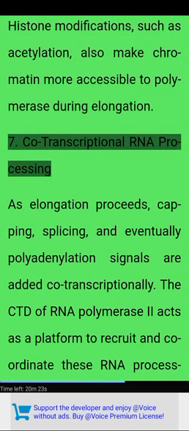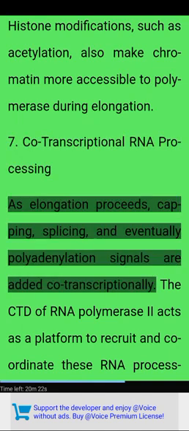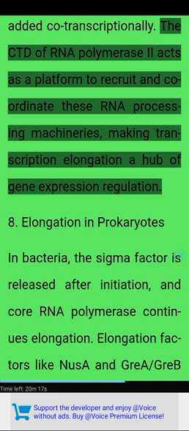7. Co-transcriptional RNA processing. As elongation proceeds, capping, splicing, and eventually polyadenylation signals are added co-transcriptionally. The CTD of RNA polymerase II acts as a platform to recruit and coordinate these RNA processing machineries, making transcription elongation a hub of gene expression regulation.